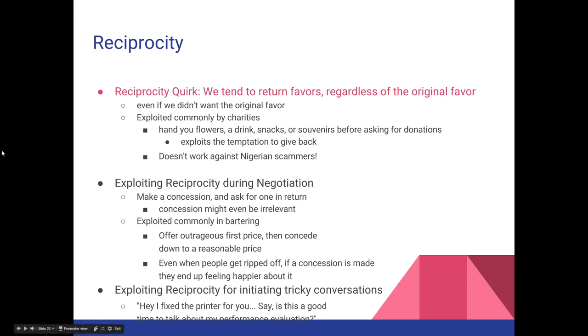There are ways you can use this to your advantage, such as exploiting reciprocity during negotiation. You can make a concession and ask for one in return. That's pretty much the foundation of negotiation 101. And the concession that you make may be entirely irrelevant. In fact, many people put price points so high that when they make that first concession, it then tempts you even more to buy.